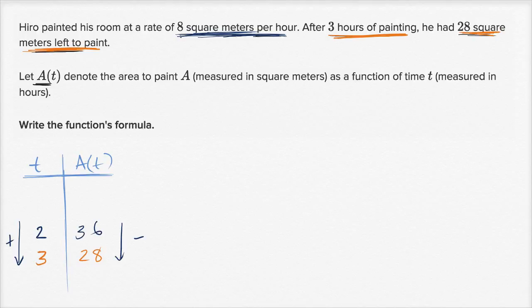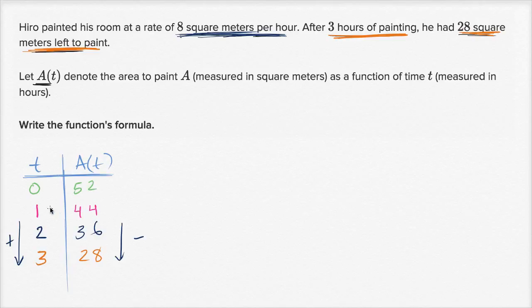And then what about 1 hour? So at 1 hour, he would have had 8 more square meters to paint. So 36 plus 8, that is 44. And at 0 hours, what would he have had to paint? So let me do this in another color. At 0 hours, well, he would have had to paint 8 more square meters. So 44 plus 8 is 52.